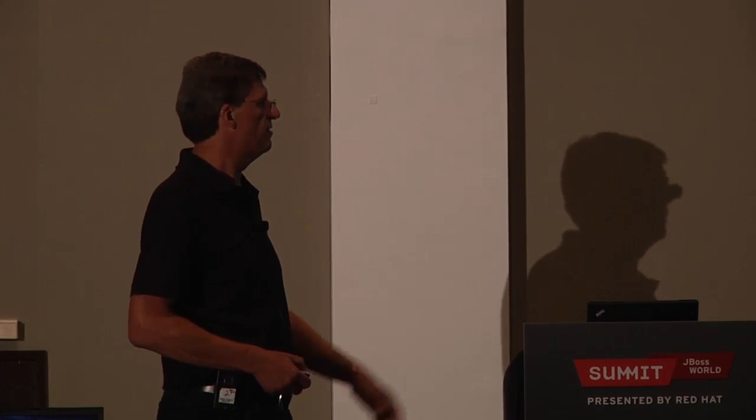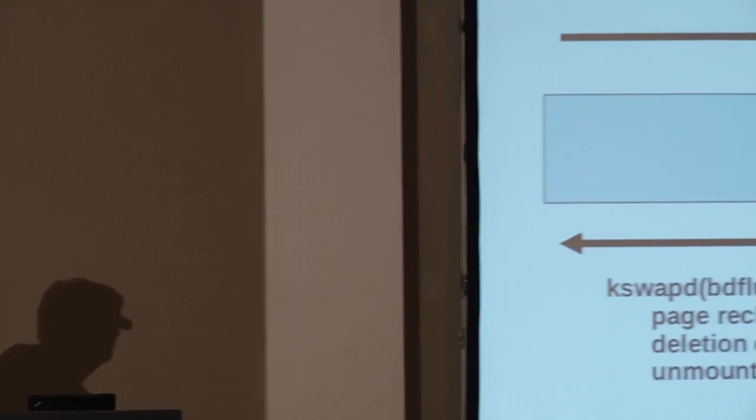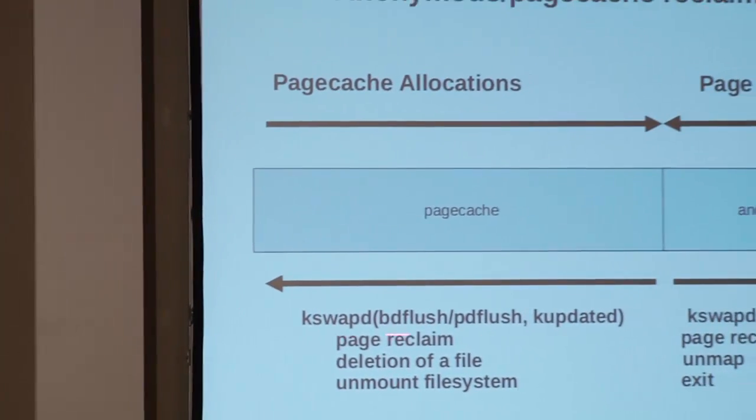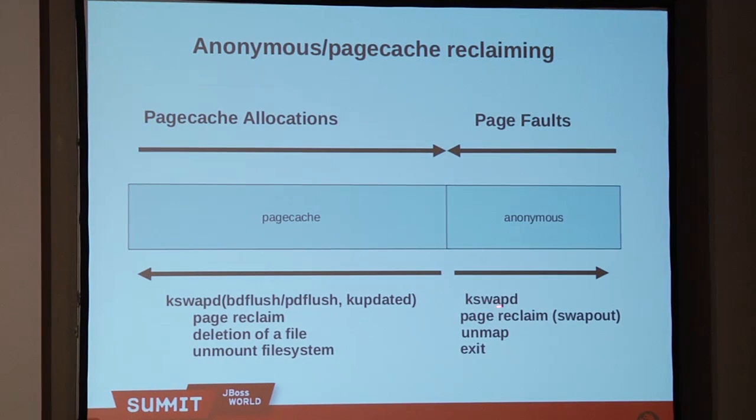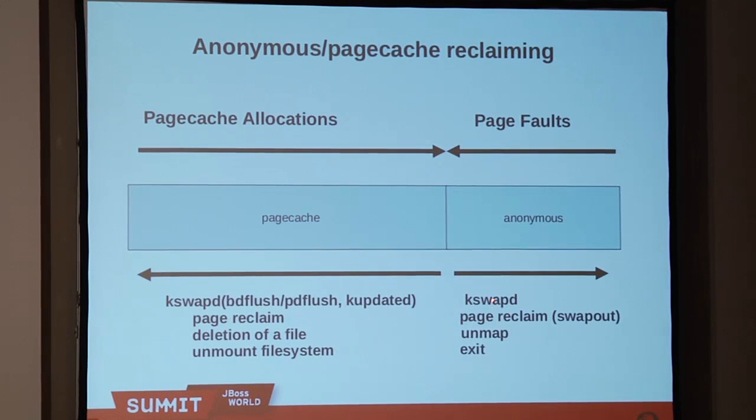So anonymous memory is freed anytime a process unmaps any of its address space, or kswapd runs and swaps anything out. So you can see the allocations happen by page cache allocation and page faults, and the reclaim mechanism happens via kswapd, bdflush, pdflush, kupdate, and so forth, and in the page cache via the mechanisms that I just talked about, and then kswapd and page reclaim is basically the way that anonymous memory is freed, along with unmap and exit.